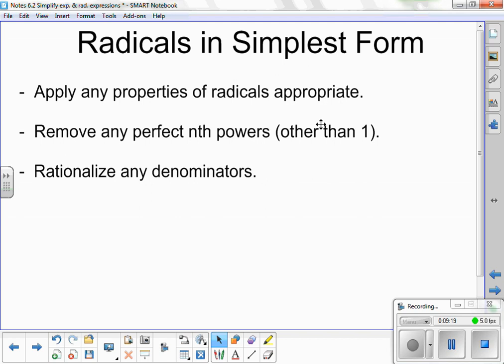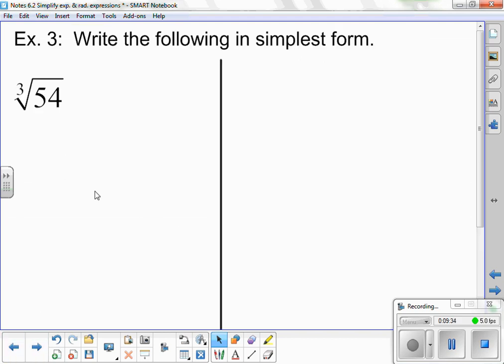Now, sometimes I'll tell you guys to put the radicals in simplest form. What that means is that you apply any properties that you can and remove any perfect nth power. So if it's the 3rd root and you can take out a cubed, you need to do that. And just like before, you shouldn't have any roots in the denominators.